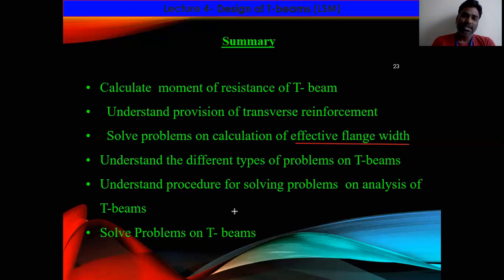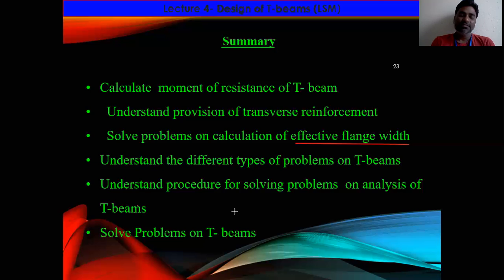But the easiest way is to assume the depth of neutral axis is within the flange, then determine the depth of neutral axis by equating the compression force to tension force, and then you can compare whether your assumption is right or wrong. That can be determined by comparing your determined xu with respect to the thickness of flange. If xu is less than Df, Df is nothing but your thickness of flange, then our assumption is right. That means the depth of neutral axis is within the flange, right?